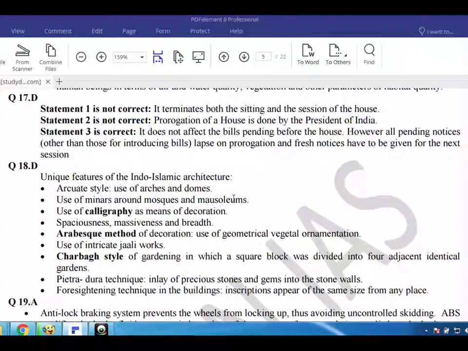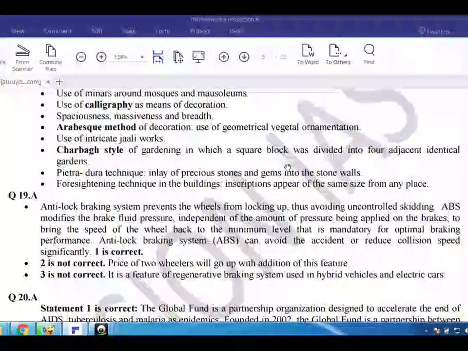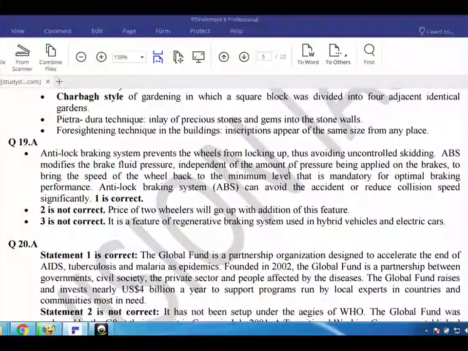Arabesque method of decoration, use of geometrical vegetative ornamentation, use of intricate jali works. Charbagh style of gardening in which a square block was divided into 4 adjacent identical gardens. Pietra dura technique, inlay of precious stones and gems into the stone walls. Optical illusion technique in the buildings, inscriptions appear of the same size from any place.